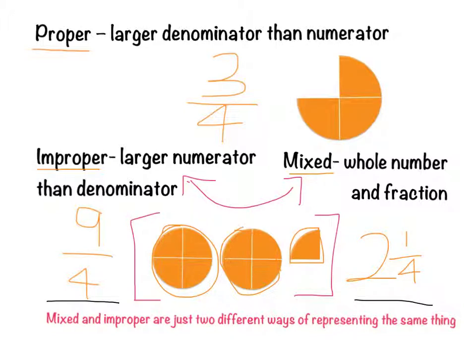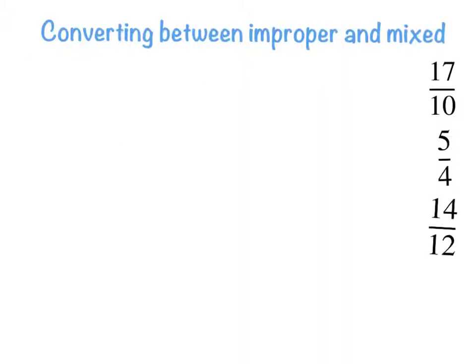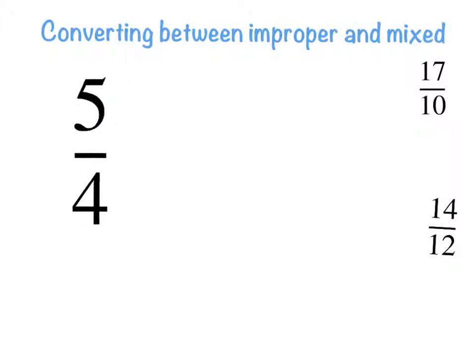So let's have a look. Let's first start looking at our improper fractions and see if we can convert them to mixed numerals. I've got a few examples here and I'll start with this one. Okay, so we've got 5/4.